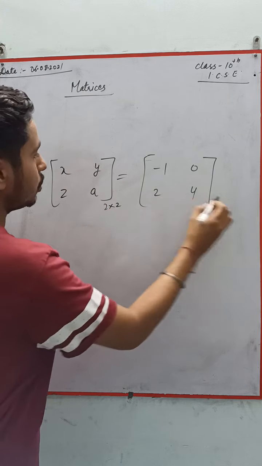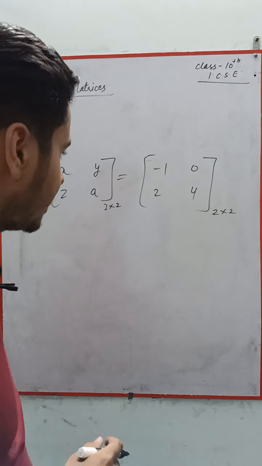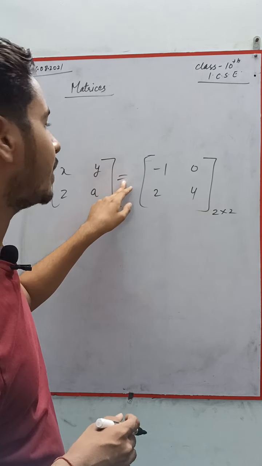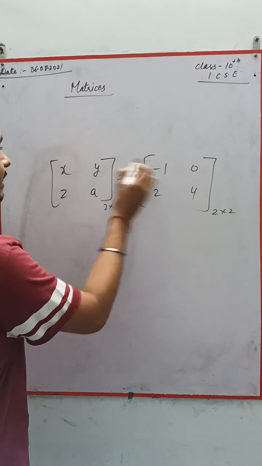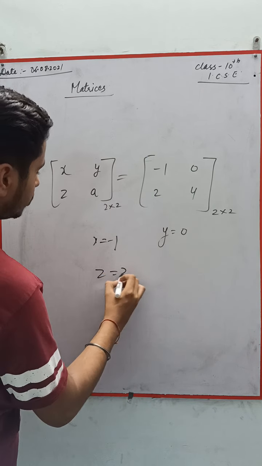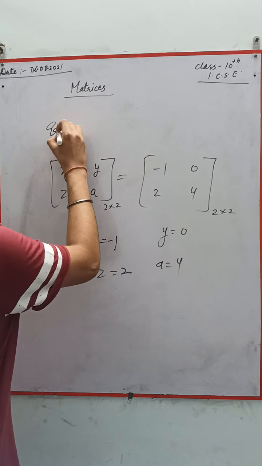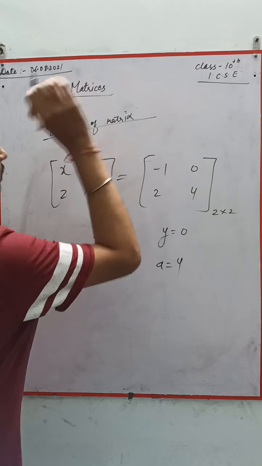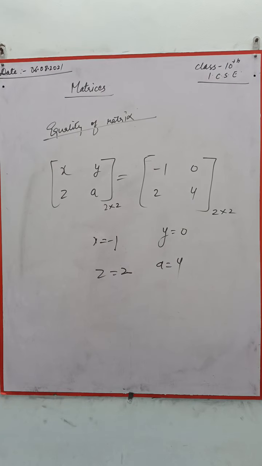See, this is 2 cross 2 and this is also 2 cross 2. So what does the equality of a matrix say? That if two matrices of the same order are equal, then their elements are also equal. That means you can clearly say that the value of x is -1, value of y is 0, value of z is 2 and value of a is 4. That is called the equality of matrix.